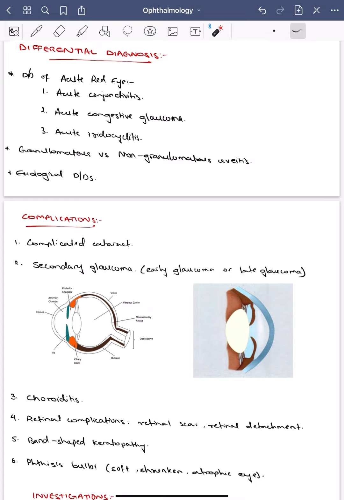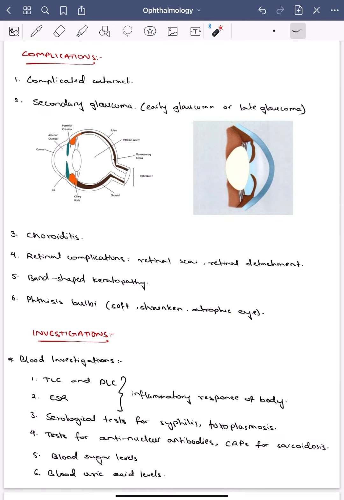Now for other differential diagnosis, we have to know whether the uveitis is granulomatous or non-granulomatous, and we can also divide the uveitis due to its etiological causes, that is infectious and non-infectious. If it's infectious: bacterial, parasitic, fungal, viral. If it's non-infectious: due to autoimmune disorders, collagen disorders, atopic, trauma, etc.